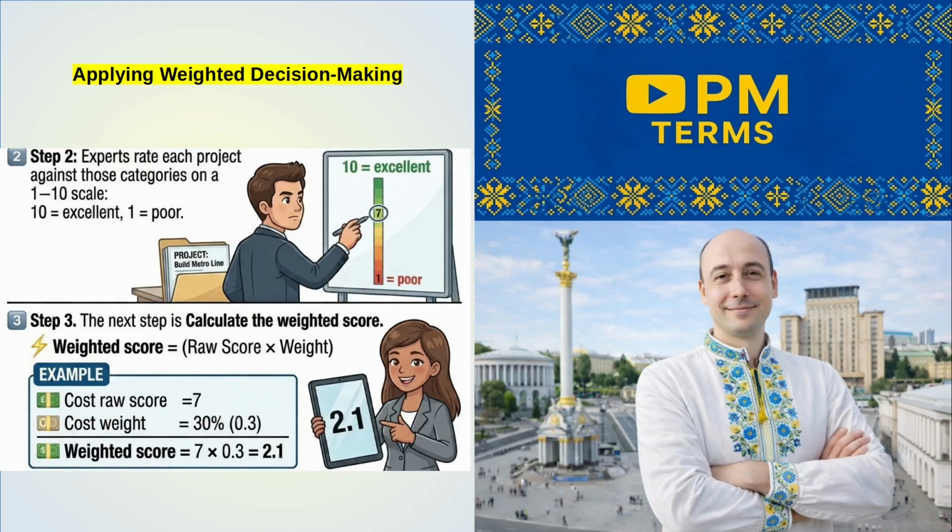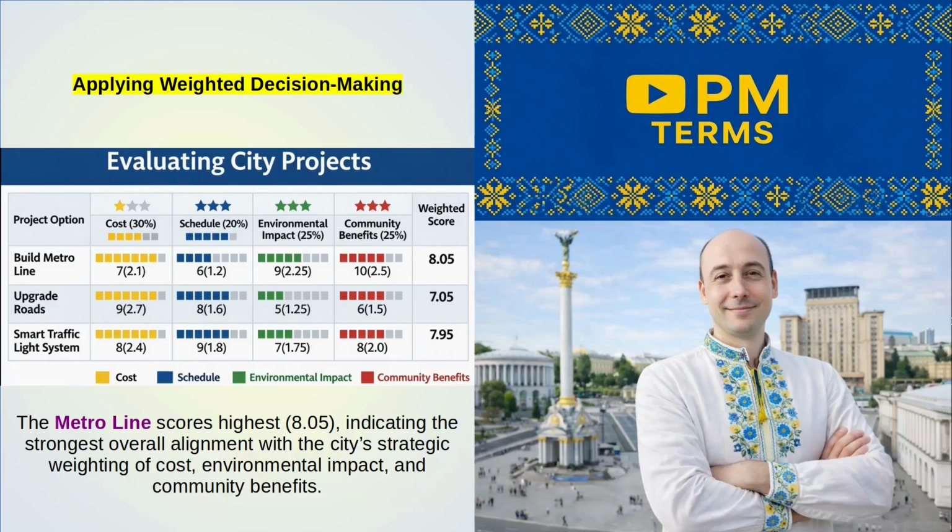Step 3. The next step is to calculate the weighted score. Weighted score equals raw score times weight. In our example related to cost in the Build Metro Line project, cost raw score equals 7, cost weight equals 30%, 0.3. Weighted score equals 7 times 0.3 equals 2.1. After applying these steps to each category and adding up the scores, we obtained the following results.